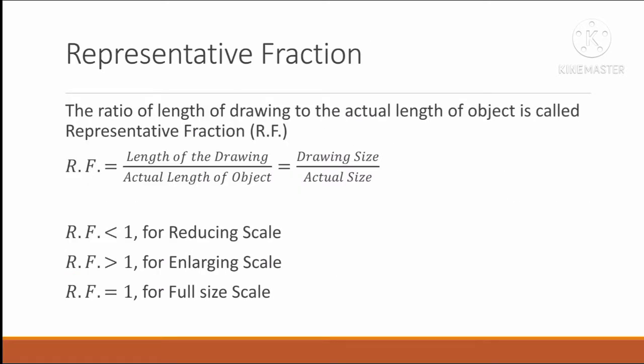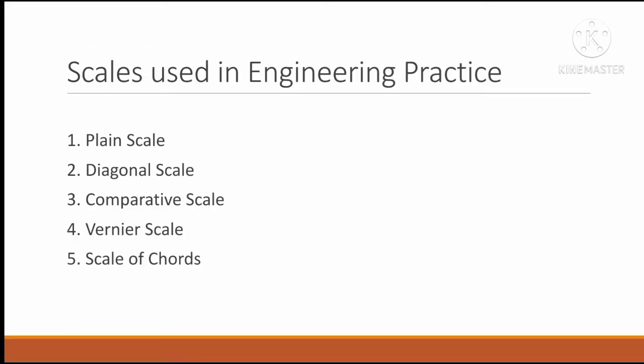Representative fraction. The ratio of length of drawing to the actual length of object is called representative fraction, which is given by the ratio of length of the drawing to the actual length of object. The value of representative fraction for different scales is mentioned below. Scales used in engineering practice are plane scale, diagonal scale, comparative scale, vernier scale, and scale of chords.